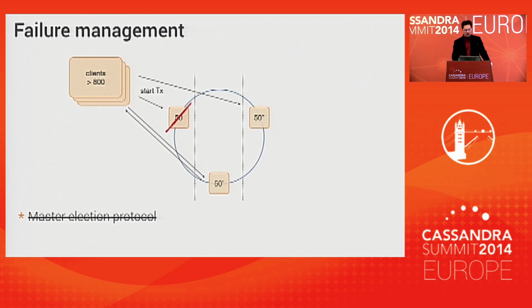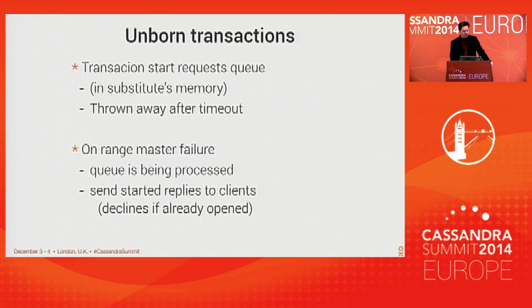But what happens to unresponded transaction start requests on substitute nodes? They are placed in an unborn transaction queue. On failover, a new master will replay these requests, try to open all transactions, and send a response to clients. If failover did not happen within the transaction timeout, they are just thrown away from the substitute's memory.